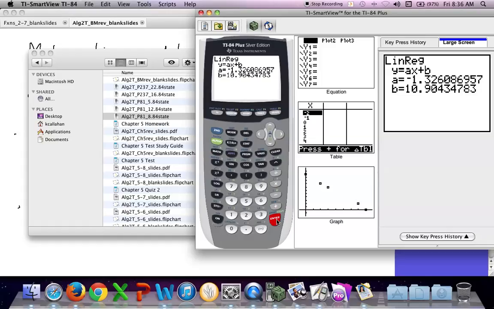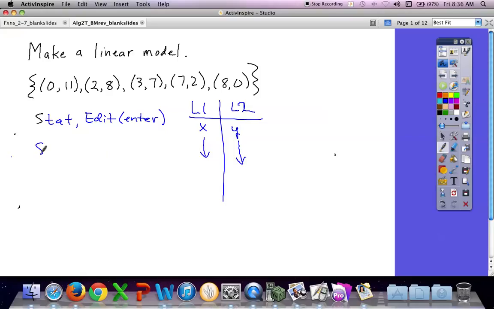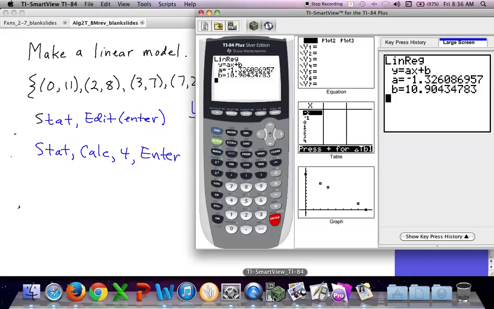Okay, here, let me say it again. Stat, calc, 4, and enter. And you should see this. Okay, do you see what it's telling you? It's kind of like giving you mx plus b form. Unfortunately, they say ax plus b, but the a is the m, right? And then they give you the value of the a, and they give you the value of the b.